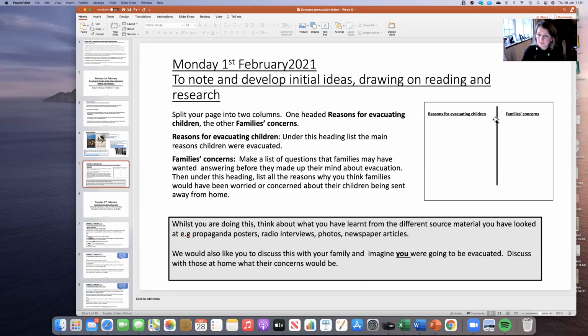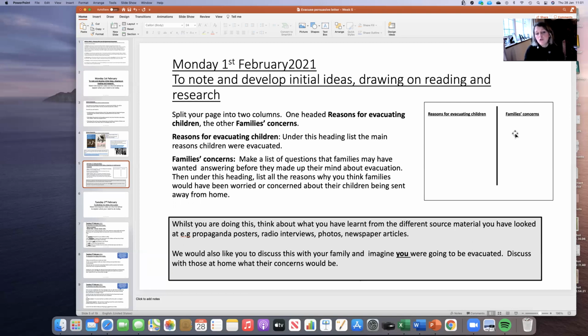So you list any reasons that you think children should be evacuated, and then we want you to consider the family's concerns. It might be very good at this point to have a little chat with anybody in your family and put yourself into their position as an evacuee. What would it feel like for you and your family if they were having to send you away? And what would your concerns be? That would be a really good starting point.